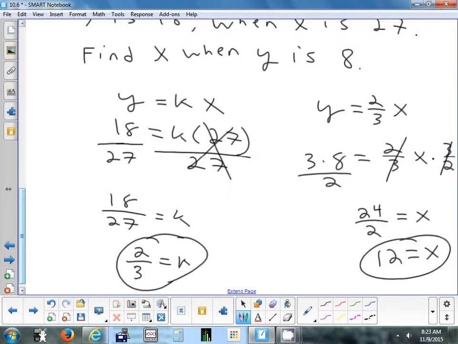All right, so we found both things they wanted. There's my constant of variation. And we found x when y is 8. All right, so any questions on that? You'll definitely have one or two of these types on the test. Find the constant of variation and then find something else.